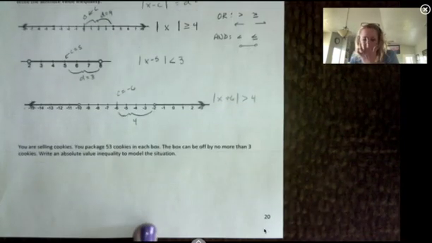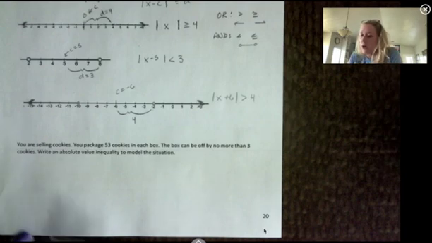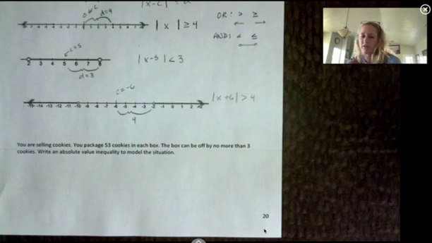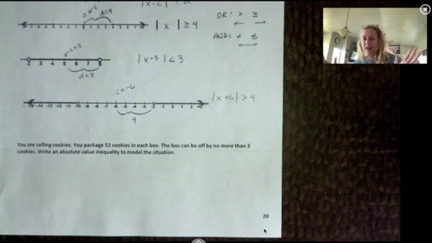We got one last one we're going to write an inequality for. Okay, you are selling cookies. You package 53 cookies in each box. The box can be off by no more than 3 cookies. Write an absolute value inequality to model the situation. So in other words, if there are 50 cookies in each box, that's okay. If there are 56 cookies in each box, that's okay, but anything outside of that is not okay. So that means the range is between 50 and 56.